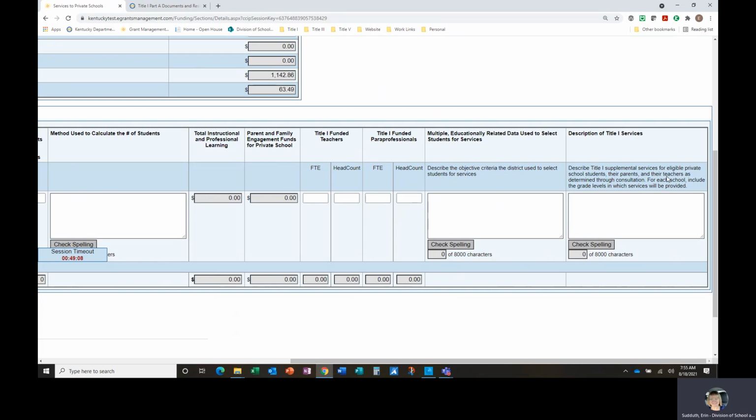The final column on this page is the description of Title I services. Describe the Title I supplemental services for eligible private school students. The description may be the same for all schools awarded. You'll include the grade levels for each service at each school. And remember that services must occur in a pull-out setting. The description of services should reflect the information found in the school's Equitable Services Consultation Packet.